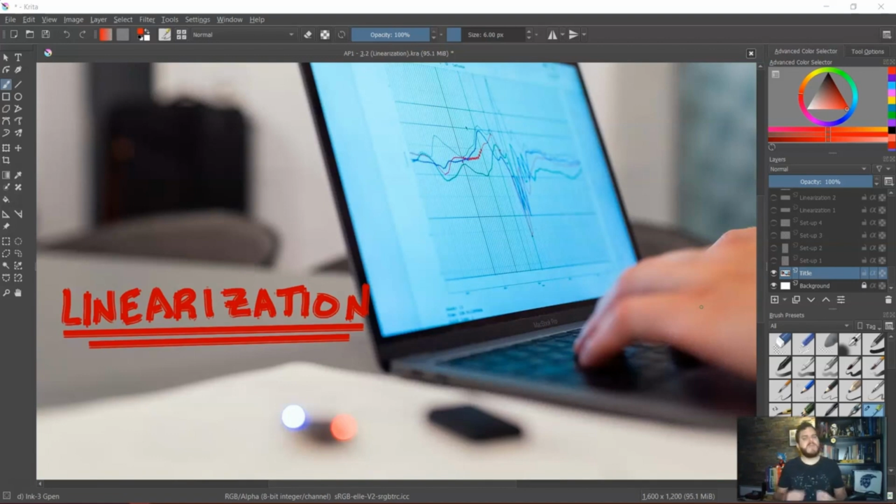And how exactly can we go about analyzing those relationships, those nonlinear curve relationships, from a graph? And to be able to do that, we're going to utilize a data analysis technique called linearization.